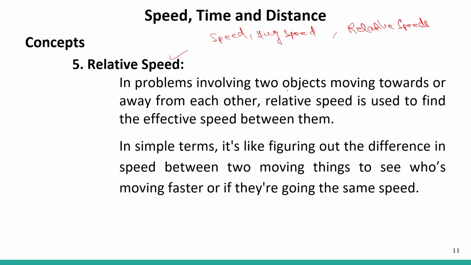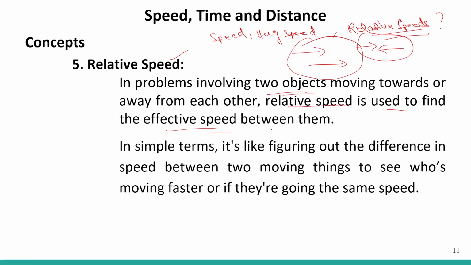So in problems involving two objects moving towards or away from each other, either they are moving in the same direction or they are moving in opposite direction, right? Either this case or this case. Only one can happen. So relative speed is used to find the effective speed between them.